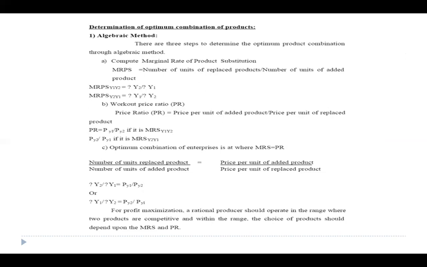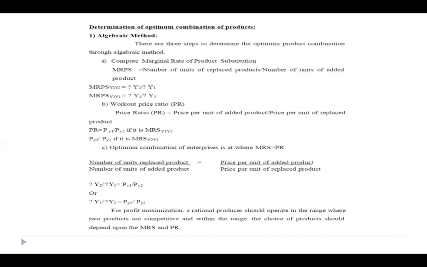First one, calculate MRS or MRPS, marginal rate of product substitution. So what is the formula? Number of units of replaced product divided by number of units of added product. So if you take MRS of Y1 and Y2, then change in Y2 upon change in Y1. Here don't consider question mark, but consider small triangle, delta. Change in Y2 upon change in Y1.